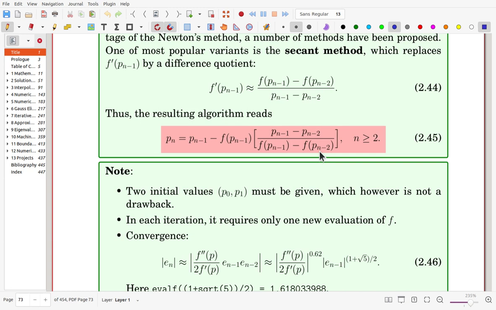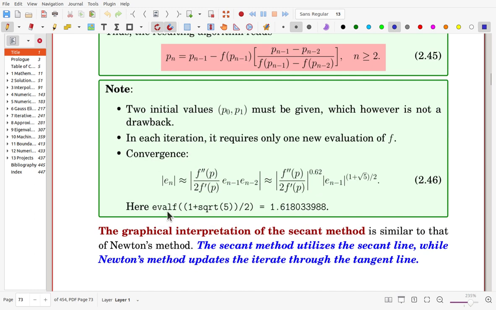However, this new method has slower convergence than Newton's method. By using an error analysis, we can reach this estimation. The magnitude of e_n is about this quantity times the magnitude of e_{n-1} to this power. Its numeric value is about 1.6. Newton's method has quadratic convergence. This one has 1.6 convergence speed.